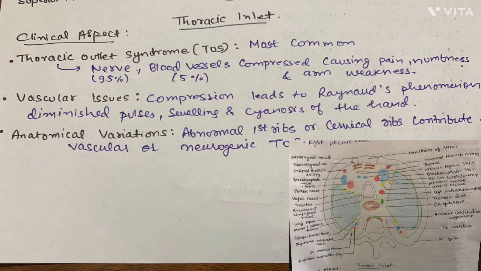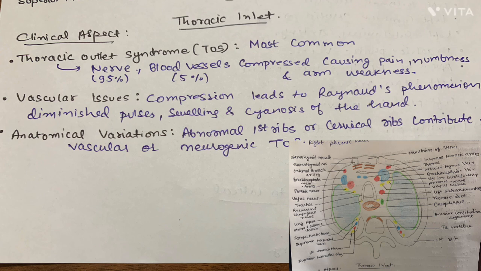In thoracic outlet syndrome, nerves and blood vessels are compressed, which causes pain, numbness, and arm weakness. In 90 to 95% of the cases, there is compression of nerves, and in 5% of the cases, there is compression of blood vessels. In thoracic outlet syndrome, the symptoms are mainly pain, numbness, and arm weakness. These are the main symptoms.